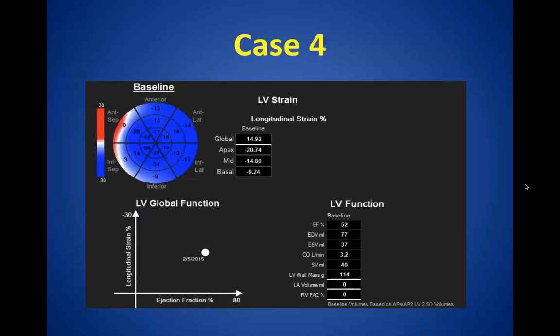And so another potential use here for strain in patients who've had prior radiation treatment is another potential way to evaluate patients, with strain to see where the changes structurally are affecting the heart from prior radiation.